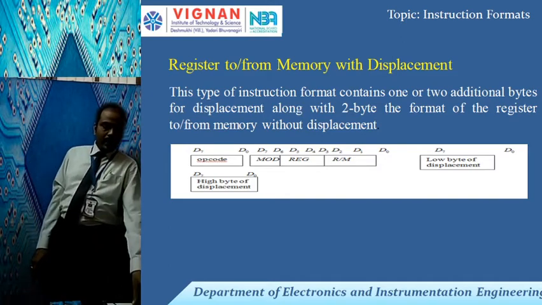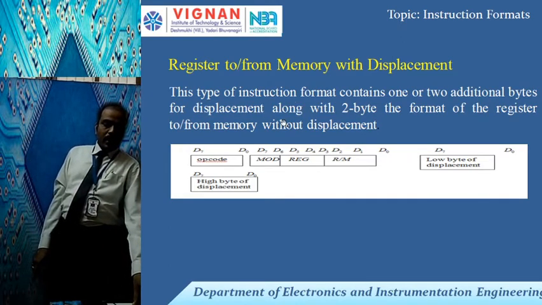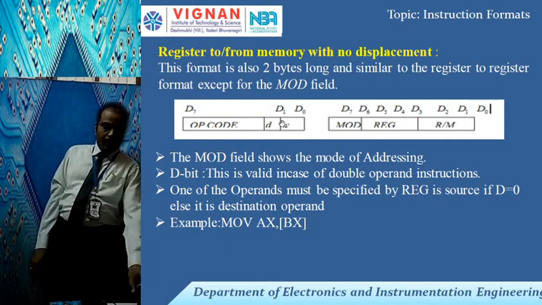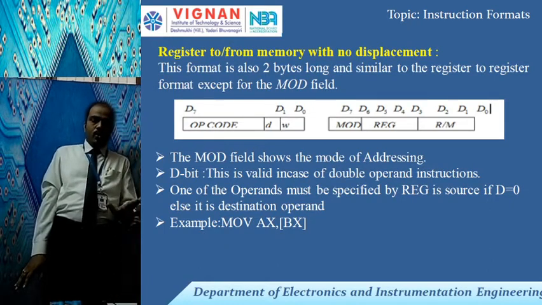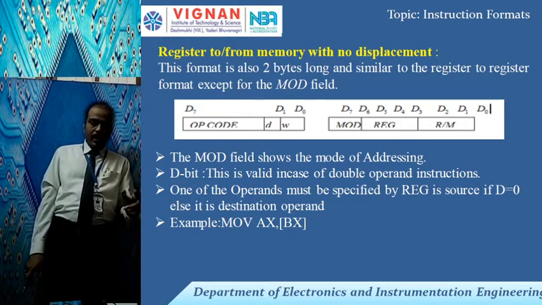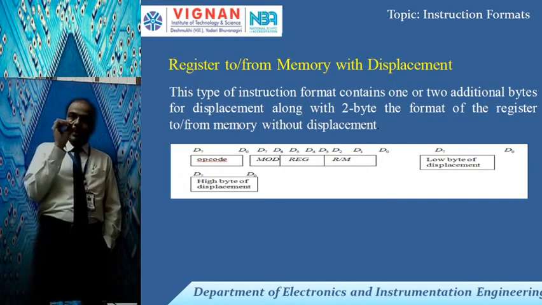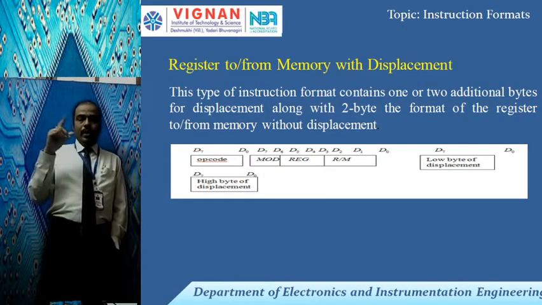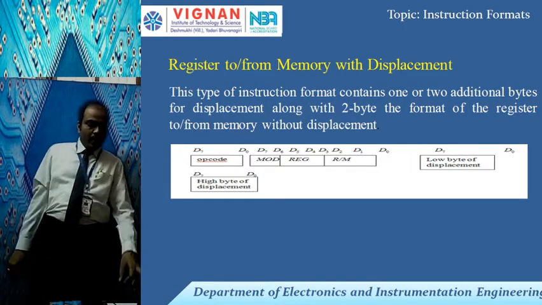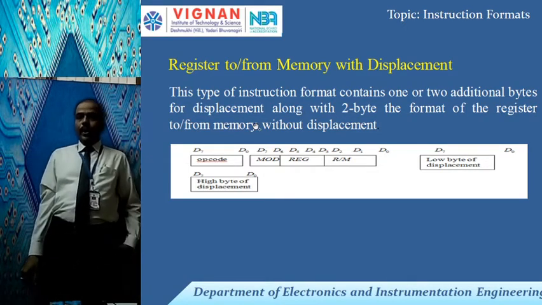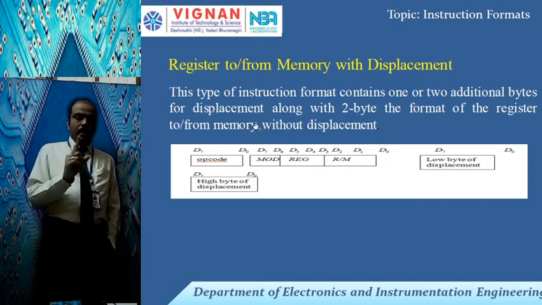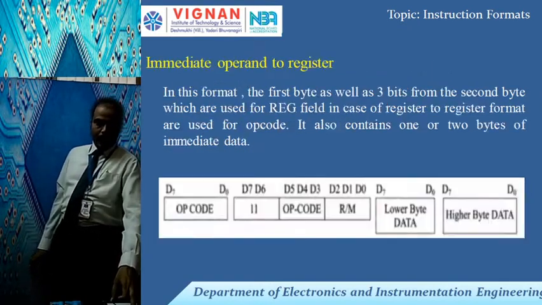It also contains 1 or 2 additional bytes, the same as the previous one, register to or from memory with no displacement. It contains some additional 1 or 2 bytes. If it is an 8-bit displacement, only 1 byte. If it is 16-bit, 2 bytes, that is the lower displacement and higher displacement. So this is about the fourth one, register to or from memory with displacement.